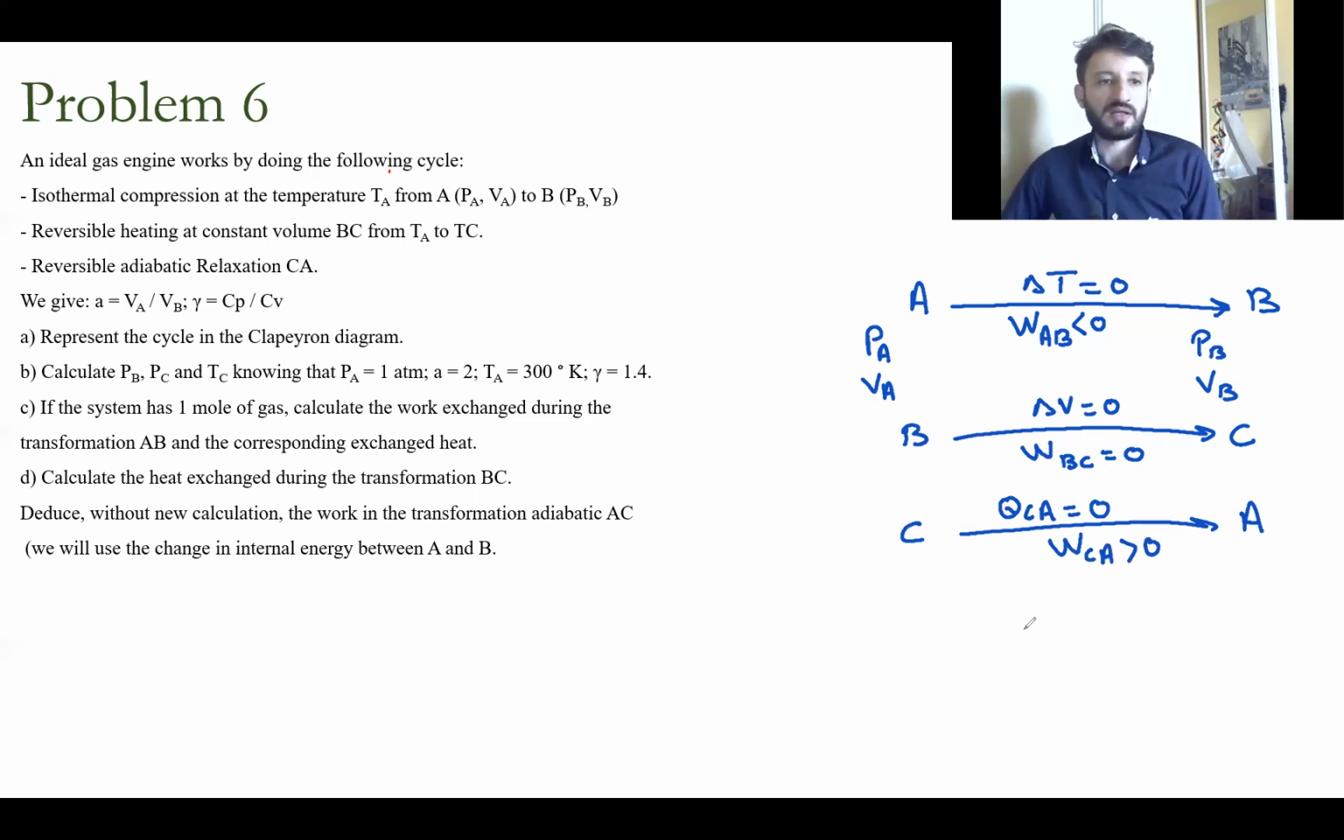We have a, it's a constant. I give you a equals 2, equals VA divided by VB. So VA equals 2 VB. Okay, so we can say VA equals 2 VB. And we have PA equals 1.